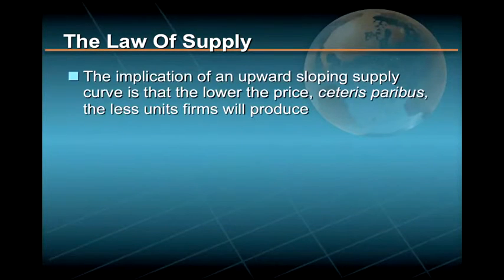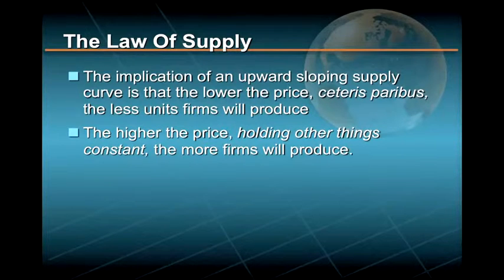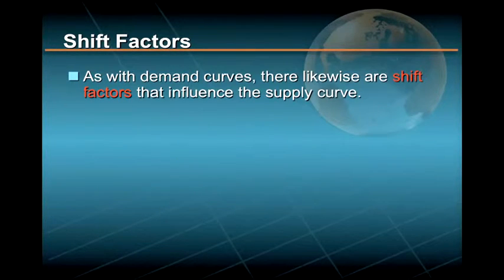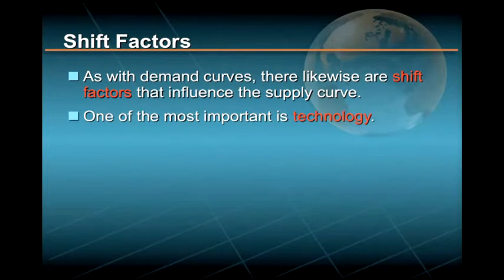The implication, then, of an upward sloping supply curve is that the lower the price, ceteris paribus, the less units firms will produce, and the higher the price, holding other things constant, the more firms will produce. This is the law of supply. As with demand curves, there likewise are shift factors that influence the supply curve. One of the most important is technology.